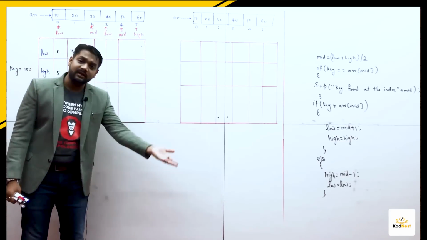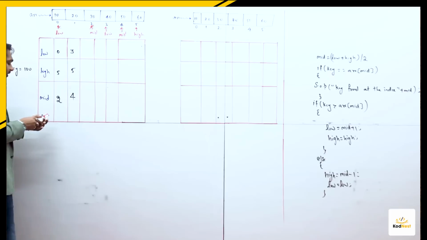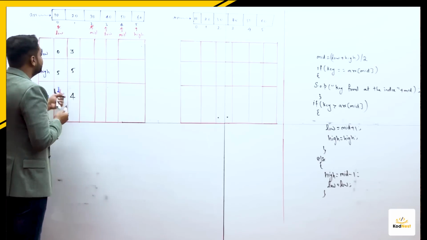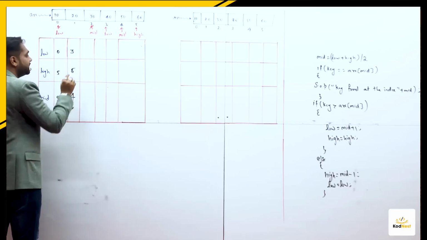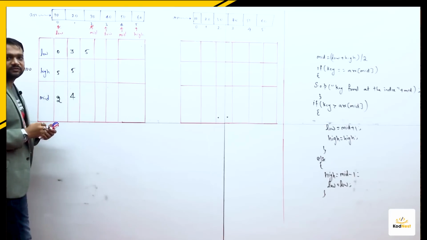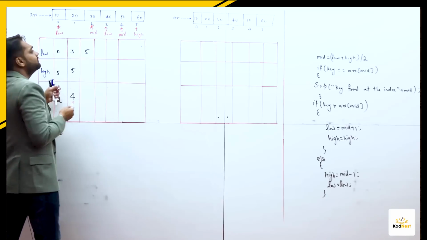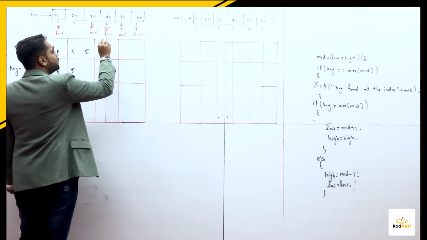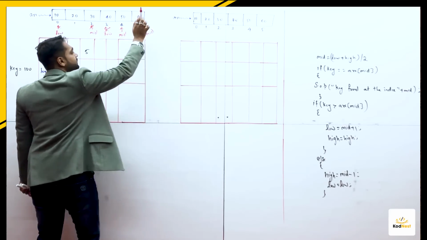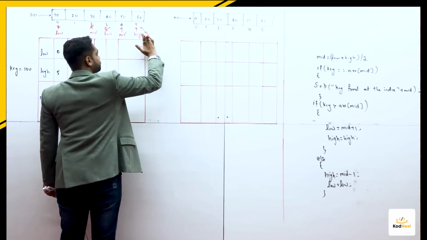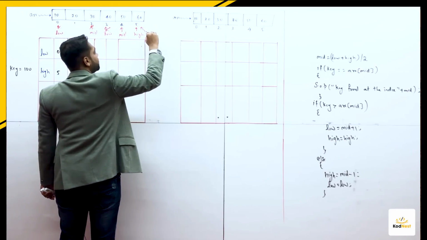If key is greater than array of mid, what we have to do? We have to make low point to one step ahead of mid. Mid is 4, low becomes 5. Correct. See, make low point to one step ahead of mid.